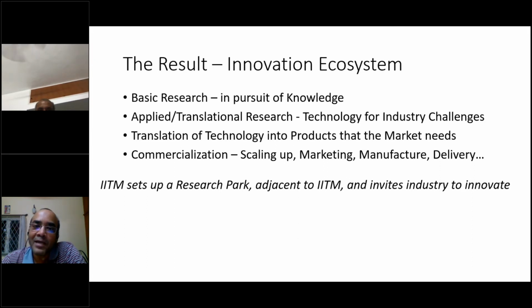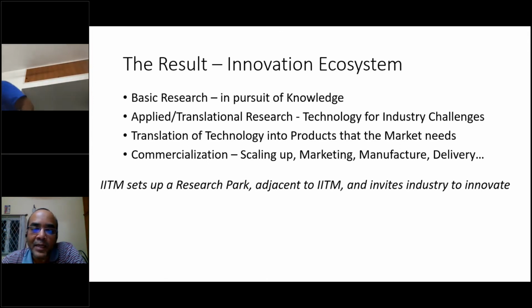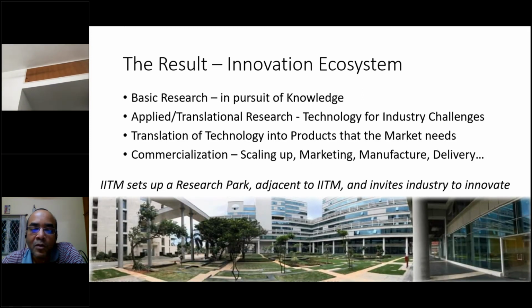One of the things that IIT Madras did several years ago was to come up with what we call the research park, which is right adjacent to IIT Madras. Many of the PMI events used to happen there prior to the pandemic, I should say. And we have more than 1 million square feet of collaborative workspace available, where industry comes in and innovates. This is just a visual of the research park itself.